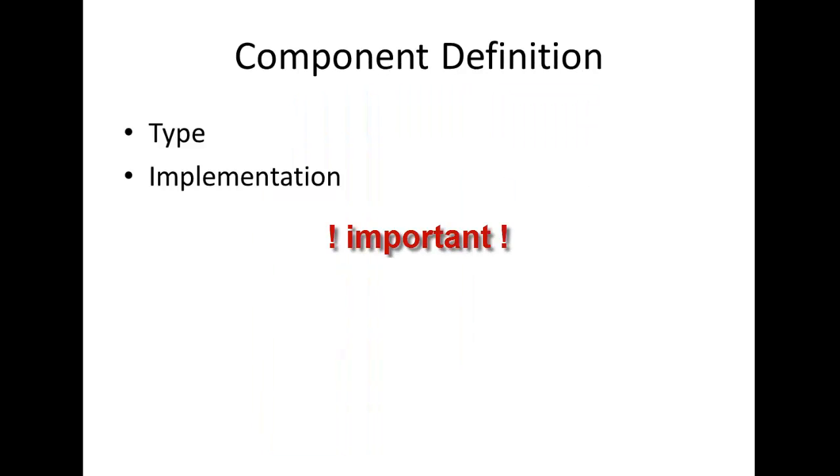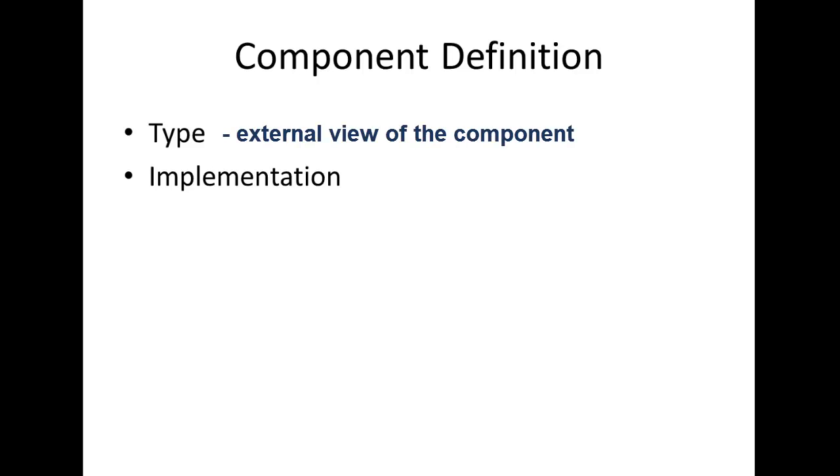There is one aspect about how components are defined in AADL which is very important to remember. A component definition consists of two parts: a component type and a component implementation. A component type is how a component can be seen externally as part of another component, for example. A component implementation is an internal structure of a component, which can include its subcomponents.